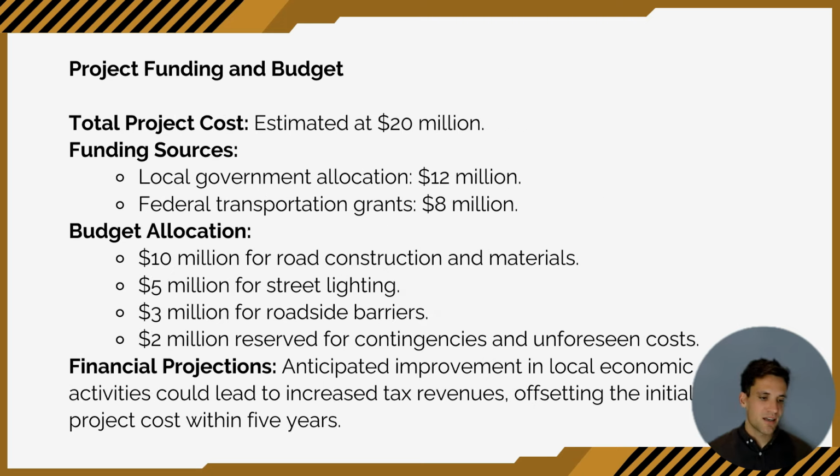What about the money side of things? So the total project cost is estimated to be $20 million. So the funding sources: the local government's going to spend $12 million and federal transport has given an $8 million grant. So the project has been funded. The budget is allocated to $10 million for the road construction and materials, $5 million to install the new street lighting system, $3 million for the roadside barriers, and $2 million kept as a contingency.